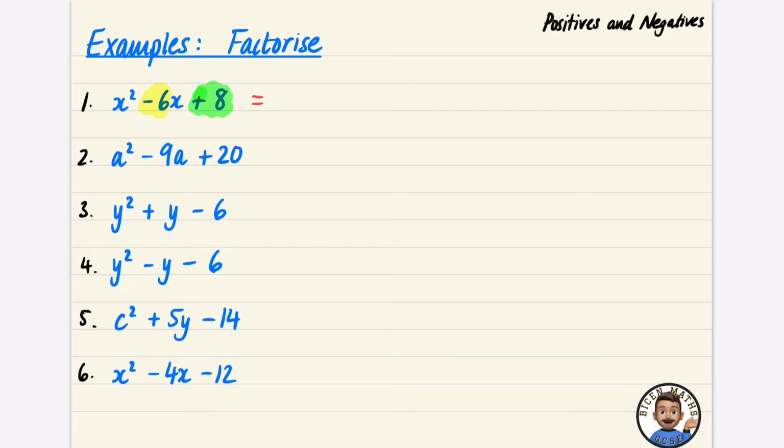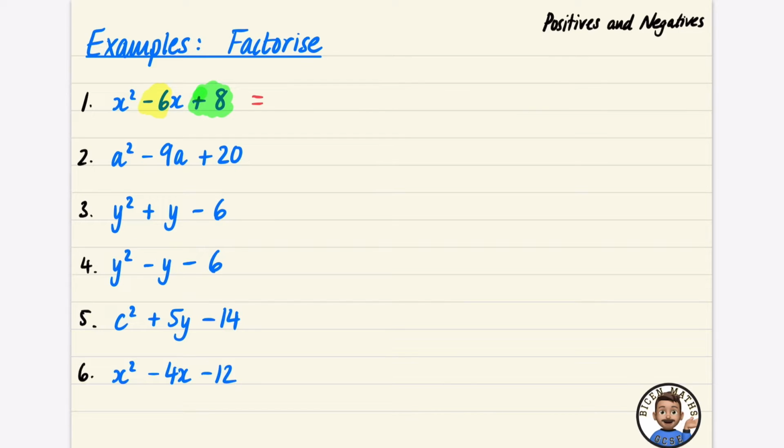So if they're going to multiply to positive 8, but they're going to add to something that is negative, the only option is for both of them to be negative. If they're multiplying to a positive, they're either going to be a positive and a positive or a negative and a negative, but these would never add to give you a negative number. So there definitely has to be two negatives for this.